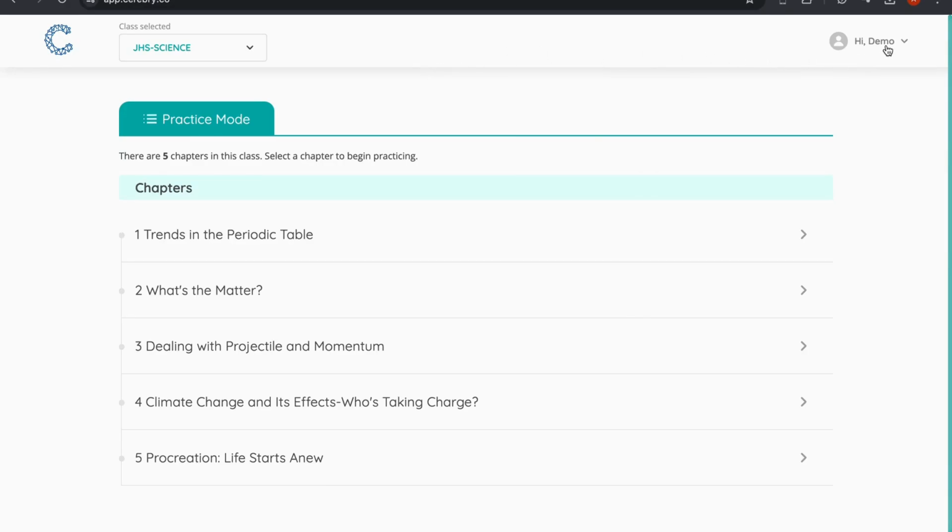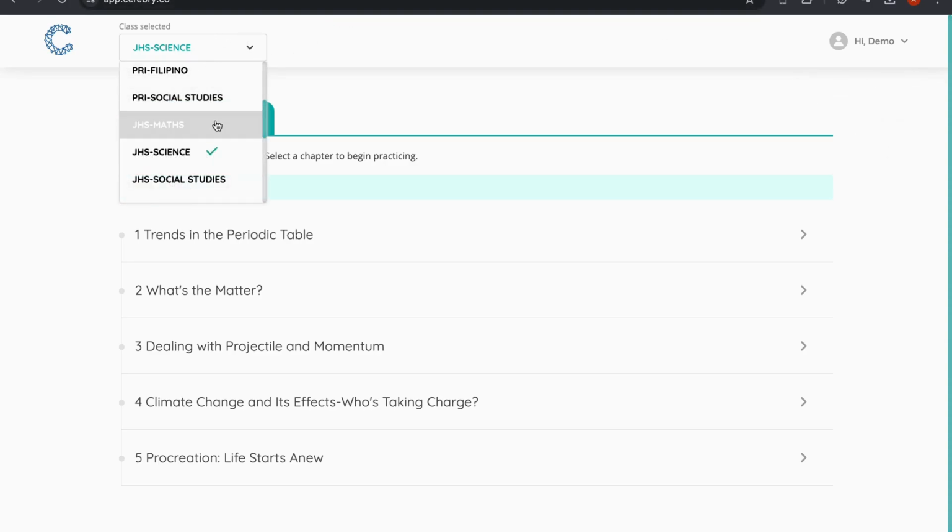On the top right corner, you have the profile settings like change password and log out, and on the top left corner, the students can view the classes they are enrolled in.